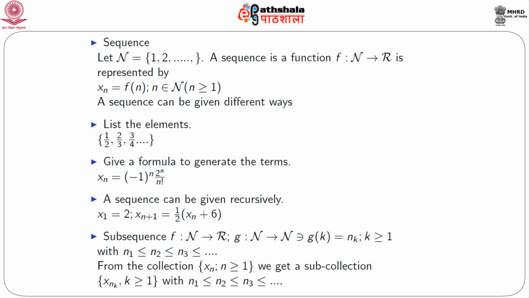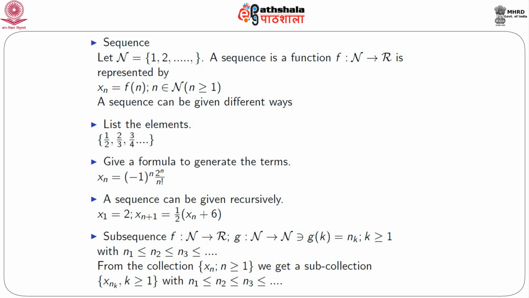A sequence can be given in different ways. The first way is obviously by listing the elements. So, I can have a sequence something like that: 1/2, 2/3, 3/4, 4/5 and so on. We can give a formula to generate the terms. For example, x_n equals (-1)^n 2^n over n factorial. So, if you put n equals 1, it will be minus 2. If we put n equals 2, it will be plus 2 squared over 2 factorial and so on.